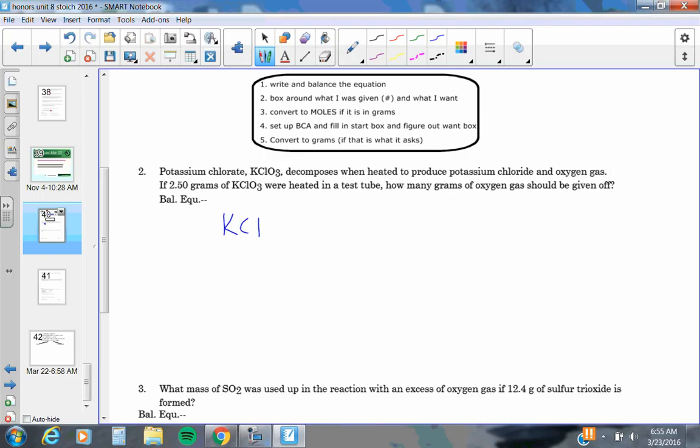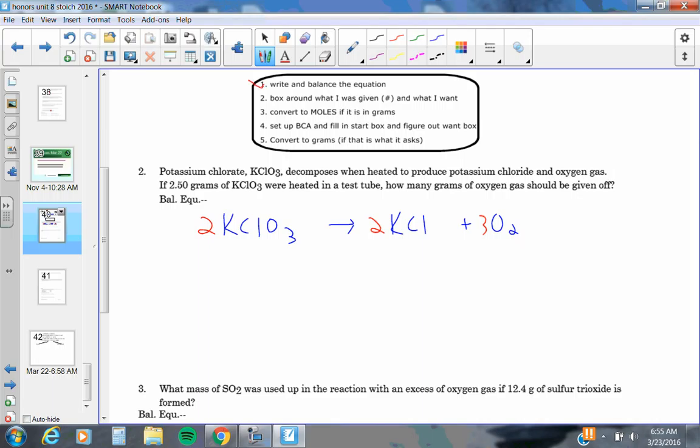They tell me that potassium chlorate decomposes, so I know it's the only reactant. It's going to make potassium chloride. Potassium's +1, chlorine's -1. Oxygen gas. Oxygen's diatomic. I'm looking at the oxygens and seeing the classic 3-2, where I'm going to probably need to put a 3 here to make 6 oxygens and a 2 there. But now I've got 2 KCl, so I put a 2 there. Step 1, I've balanced the equation.